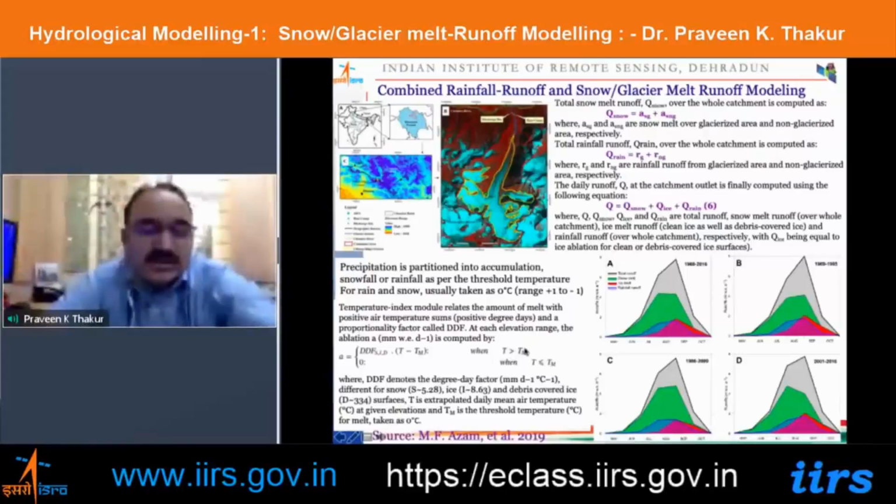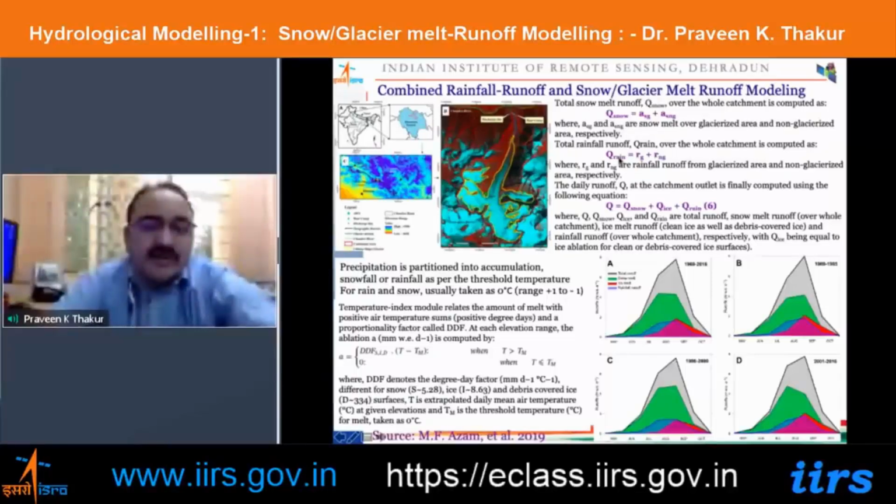Once you calculate this melt temperature, the threshold temperature, which is usually taken as 0 degrees Celsius, only then will melting take place, and the snow melt comes from the glacier surface and the non-glacier surface. In the winter, this entire area is covered with snow. As the melt progresses, it becomes snow free. So melting of the snow is taking place on the glacier and outside the glacier. This is that component.